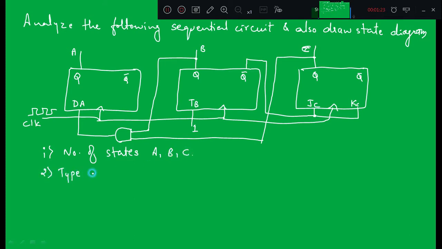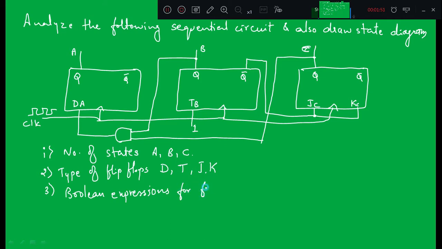The second step is to identify the type of flip-flops. There are 3 types of flip-flops: D flip-flop, T flip-flop and JK flip-flop, right? The third step is to write the Boolean expressions for the flip-flop inputs.